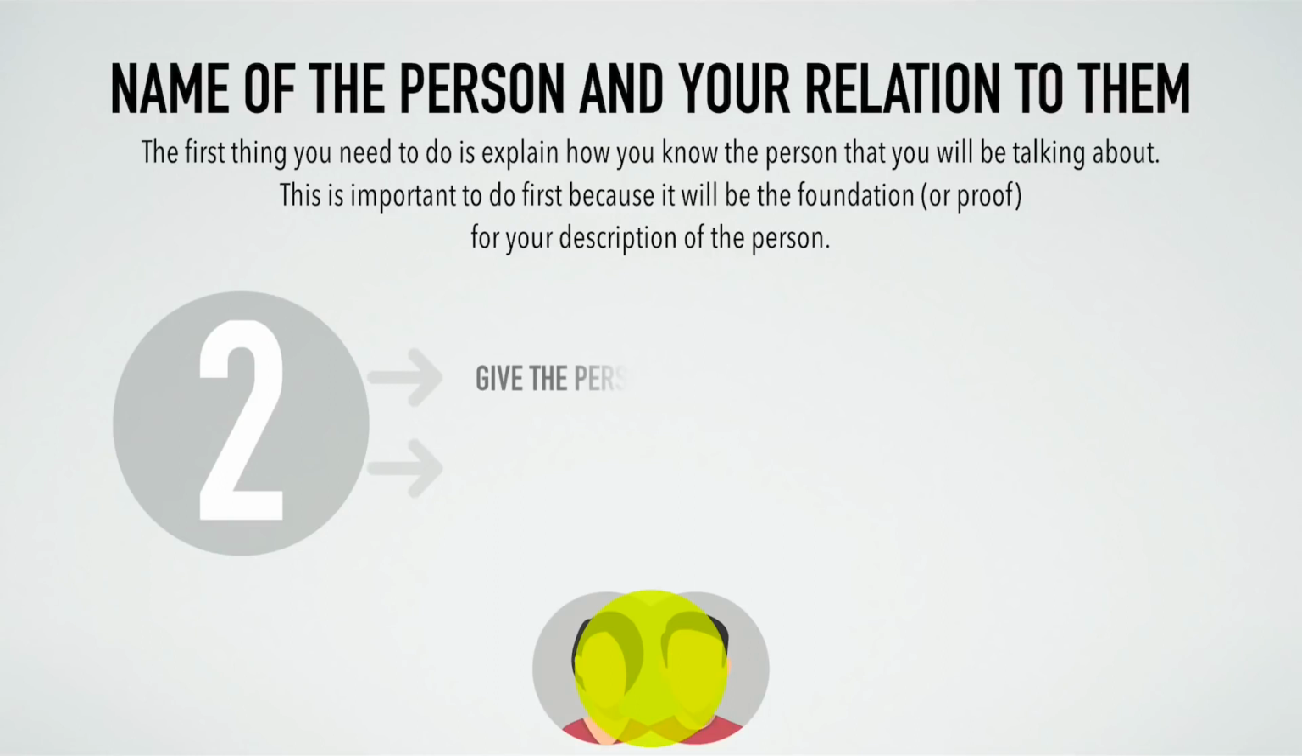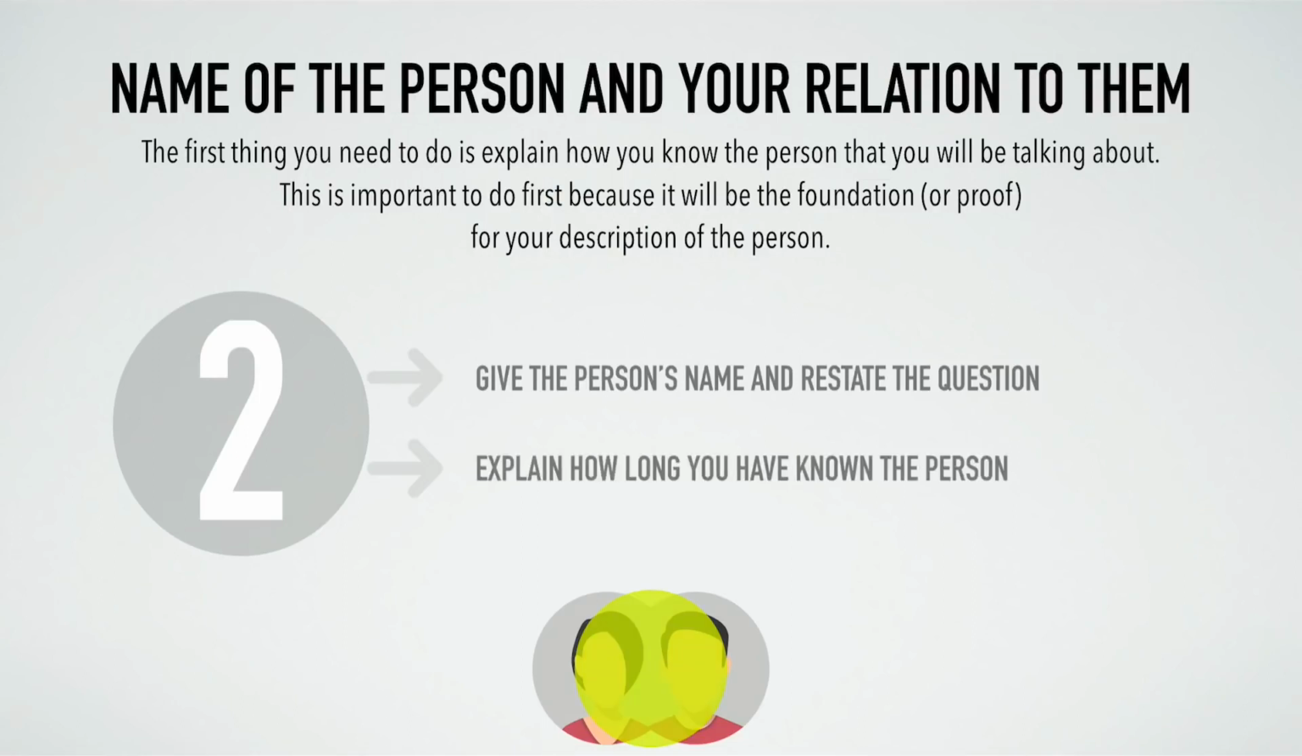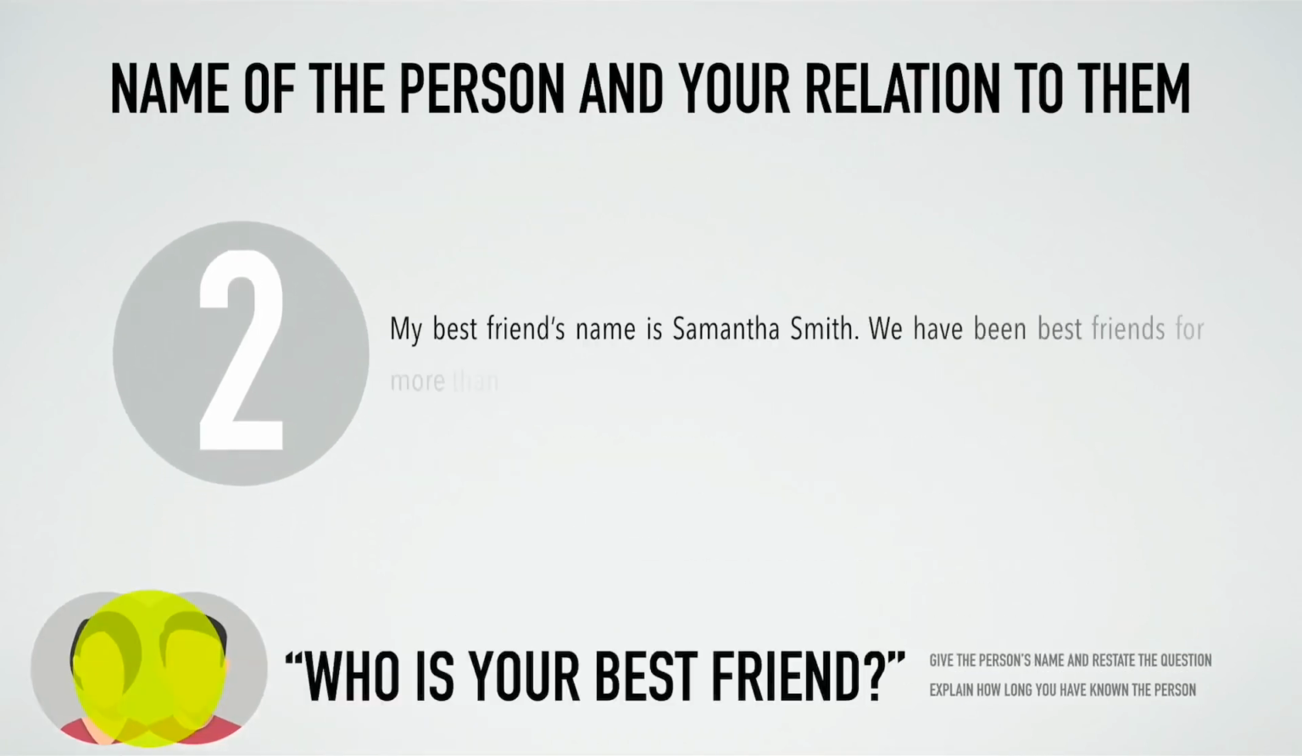The first sentence needs to give the person's name and restate the question. And the second sentence needs to explain how long you have known the person. So let's look at an example really quickly. The question is, who is your best friend? Okay, now remember, we have the 2 sentences description right here. It says, give the person's name and restate the question.